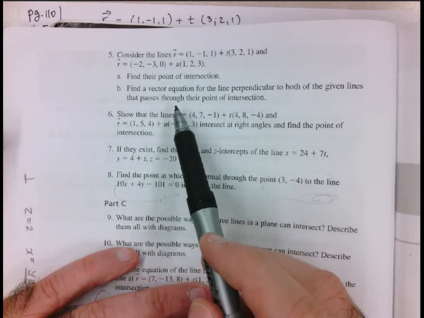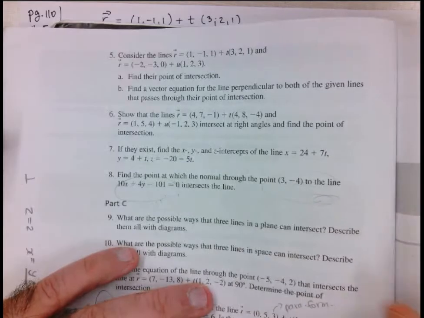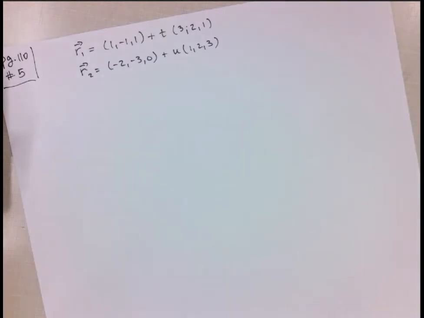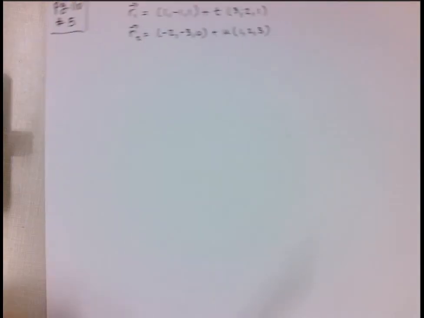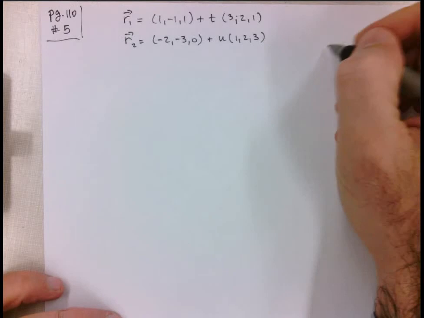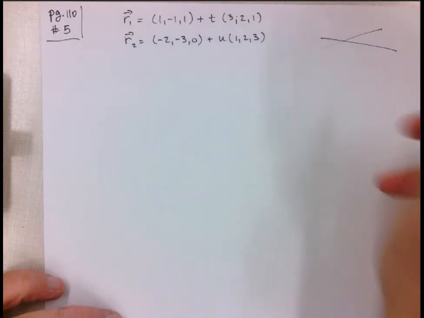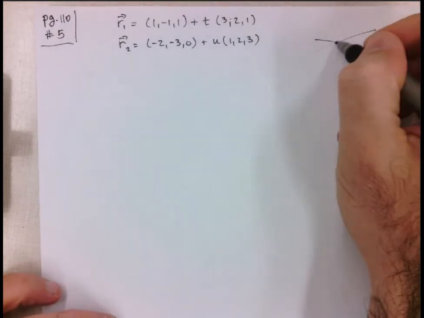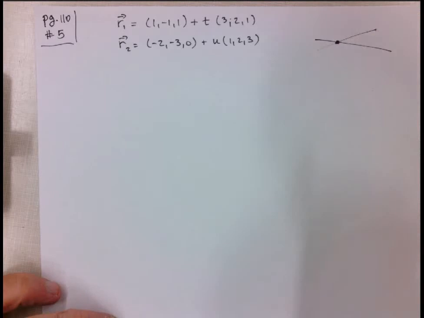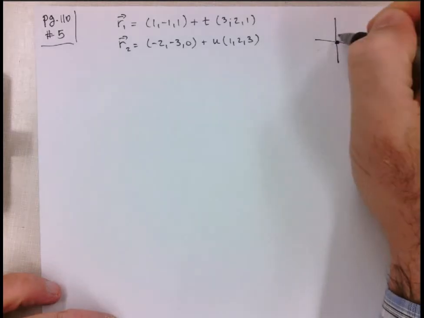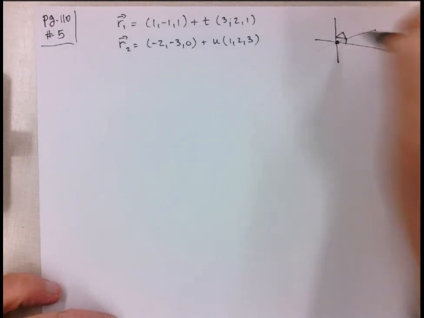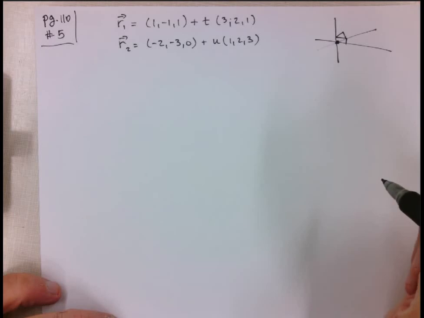For this second question here, let's draw ourselves a little picture. So here are two lines. They're telling us to find a point of intersection, so we'll assume there is one. We should show that there. And we want to find the equation of a line that is perpendicular to both of those lines.